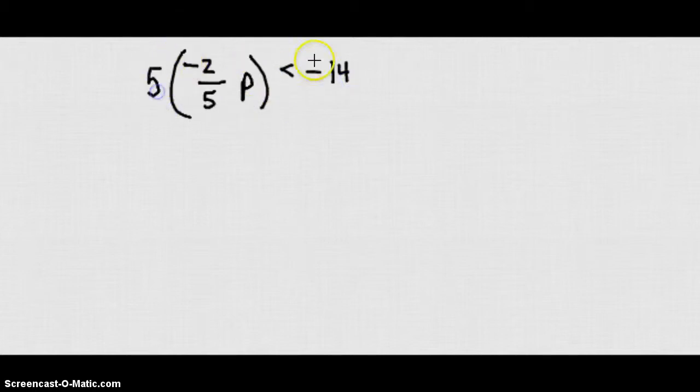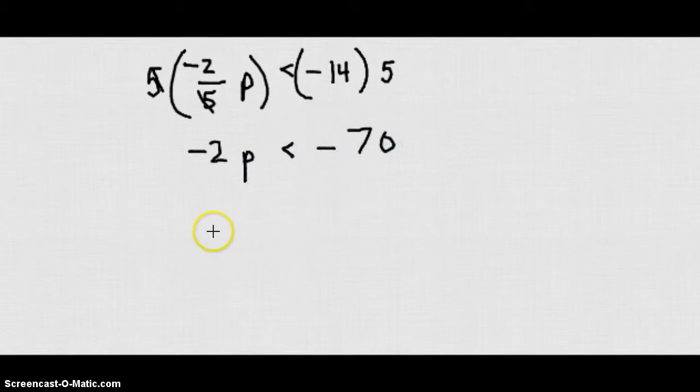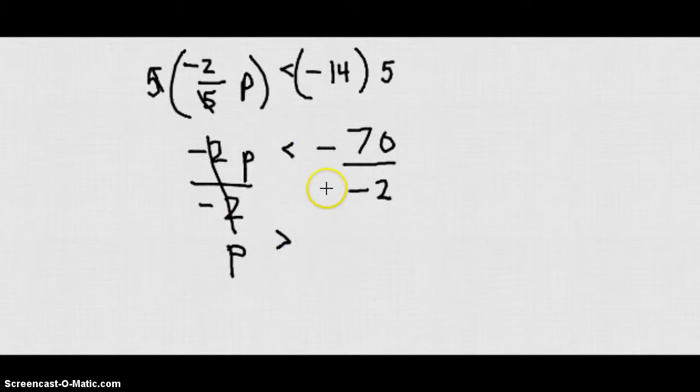So let's say I have -2/5 p is less than -14. I'm going to multiply both sides by 5 to get the fraction out of the way, and I'm going to get -2p is less than -70. Now I'm going to divide by -2 on both sides. I'm going to get p. Now remember, dividing by a negative, I have to switch the sign. So p is greater than 35. And that's my final answer. P is greater than 35.